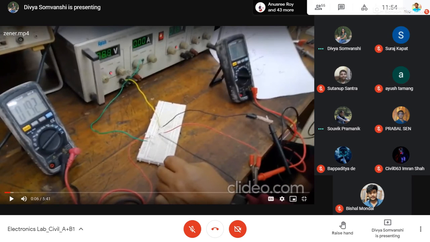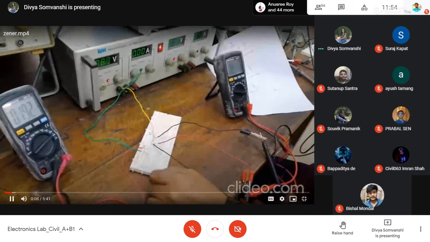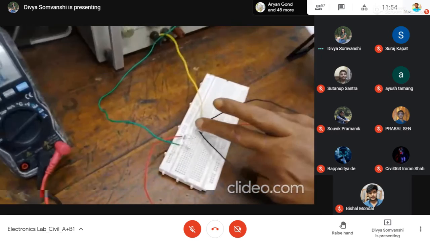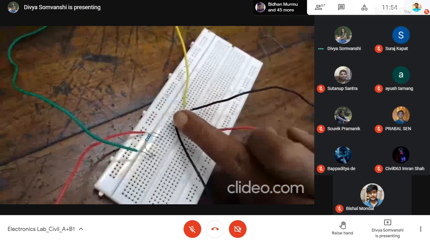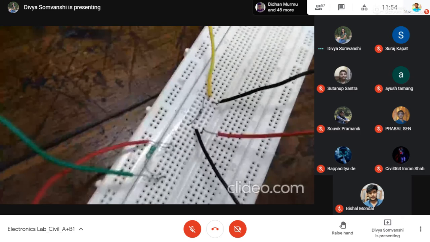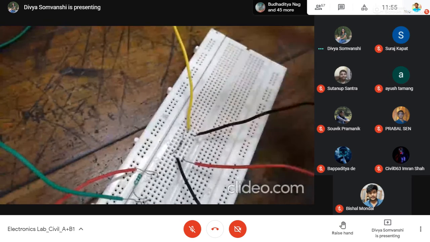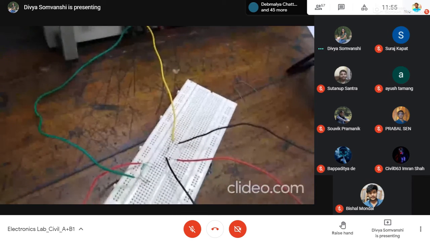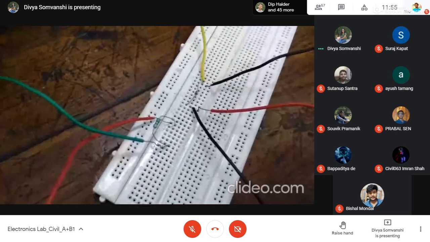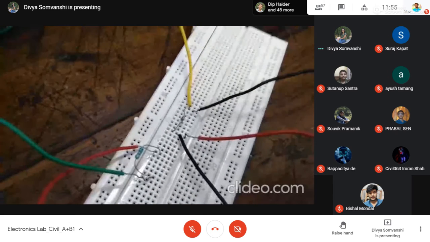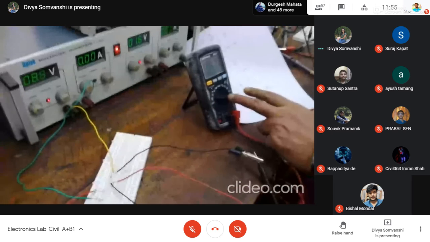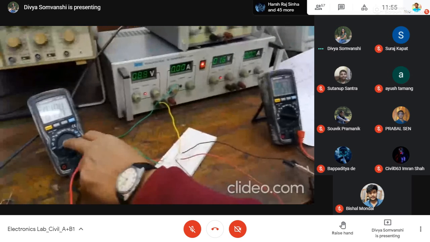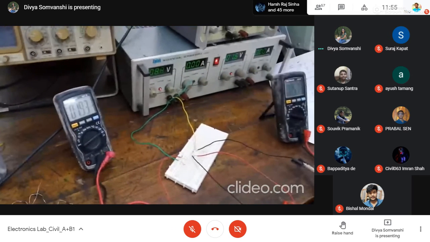Zener diode is used by reverse bias. That's why you see this end is your black end, and this corresponds to the cathode of the Zener diode. The other end, which is connected to the negative supply of the power supply, is your anode of the Zener diode. Now, by means of this meter, you could measure the voltage, and by this you can measure the current.